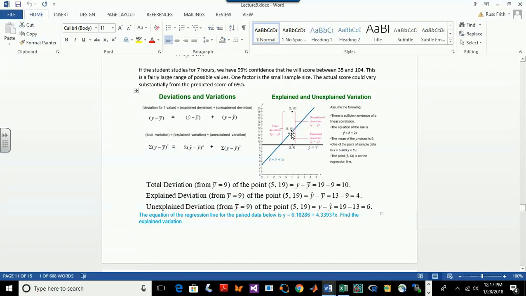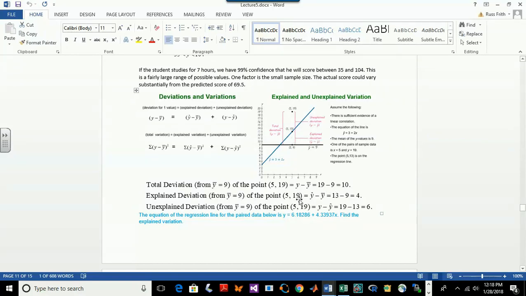So consider these 3 points: 5, 13 on the regression line, 5, 19 the sample data, and we want to find the total deviation from the average. The sample average of the y values was 9. So for the x coordinate of 5, the total deviation is y minus y bar, which is 10.